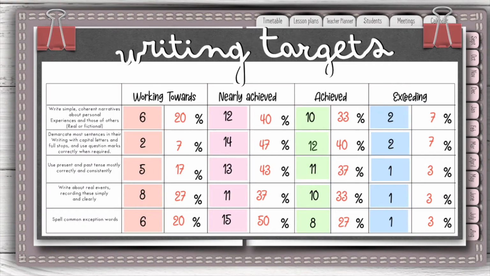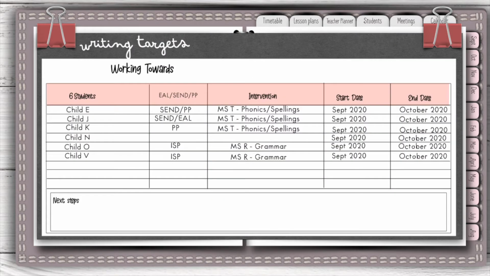Go through each target and keep a record of the pupils who are working towards, nearly achieving or exceeding a particular objective. This is so that you can help them to catch up or achieve the objective via interventions or direct teaching.